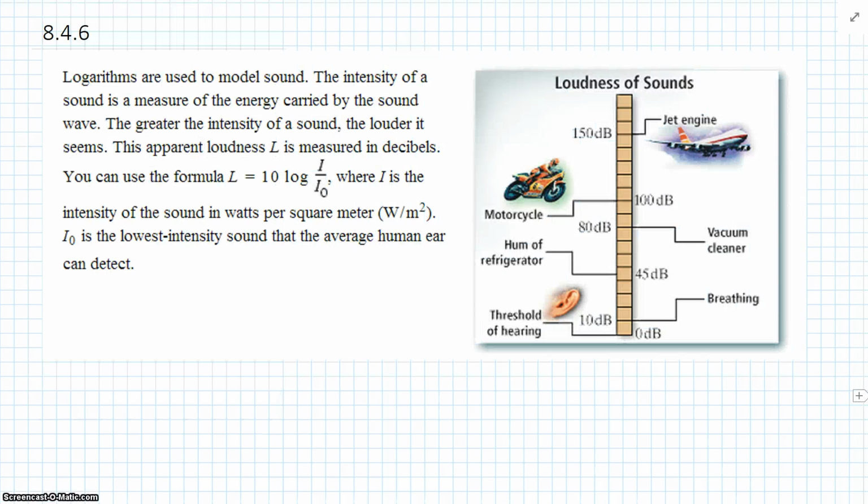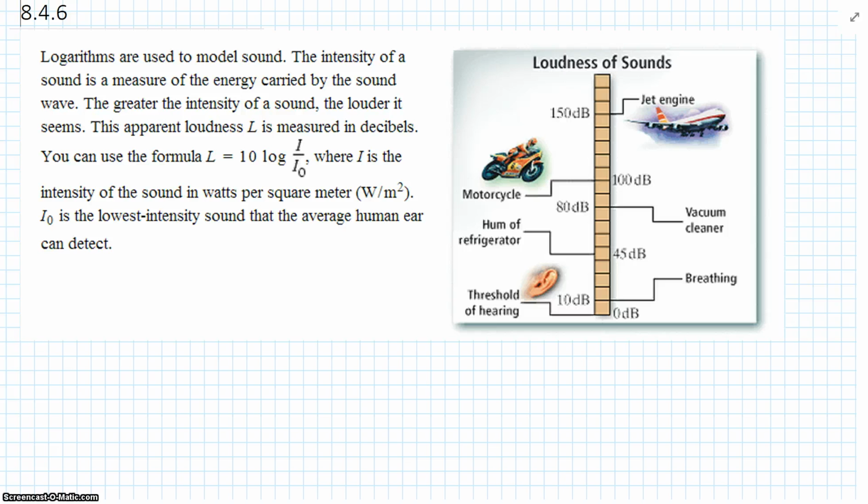Okay. Next example. Logarithms are used to model sound. The intensity of a sound is measured by the energy carried by the sound wave. The greater the intensity of the sound, the louder it seems. This apparent loudness L is measured in decibels. You can use the formula L, this loudness, equals 10 times the log of I over I0, where I is the intensity of the sound in watts per square meter, and I0 is the lowest intensity sound that the average human ear can hear. All right. So it looks like we have the threshold of hearing at 0 decibels. Okay, here we go.